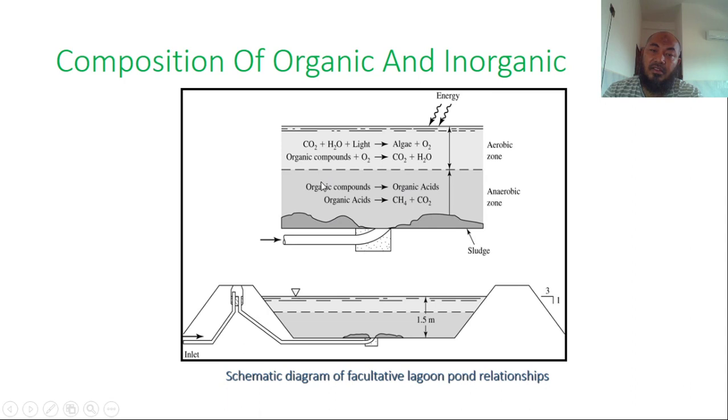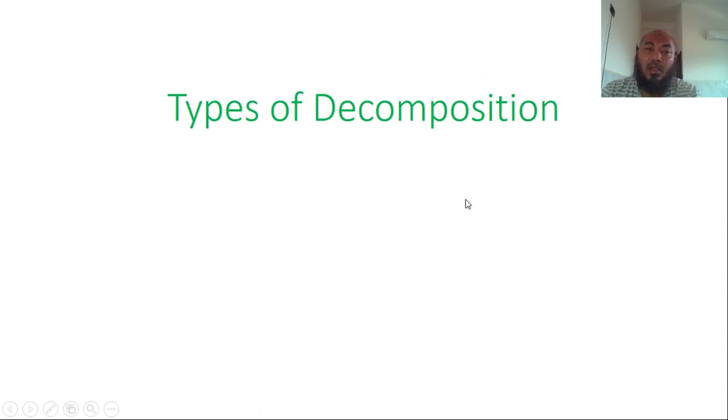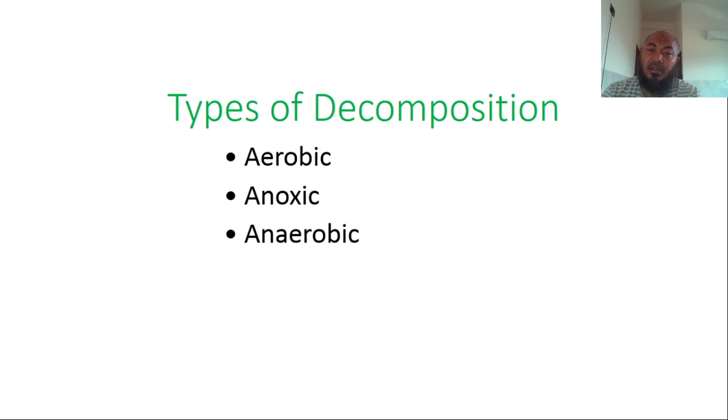Okay, sludge digestion. Okay, so types of decomposition we have aerobic, anoxic, and anaerobic. So what is aerobic? For sure, you understand. Aerobic is the environment that is full of oxygen. Anoxic is the environment in the transition zone between aerobic and anaerobic, and anaerobic is the condition that has no oxygen.